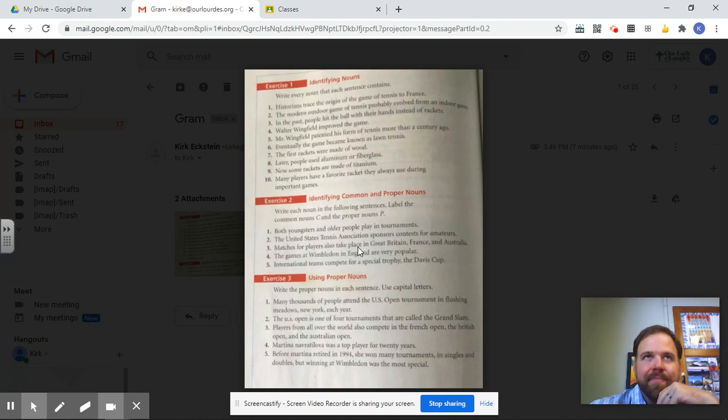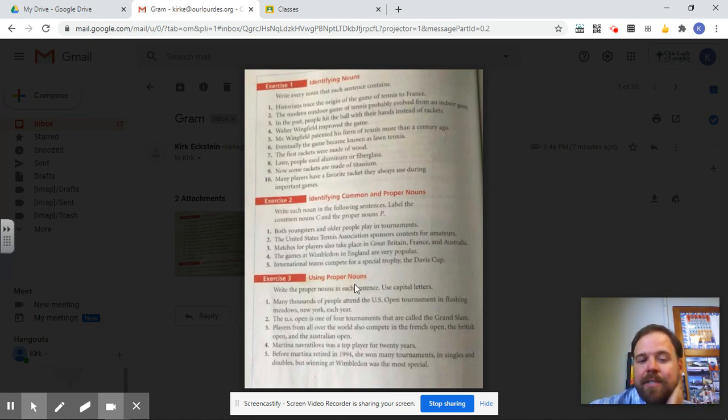Place is not really. Take place is kind of like a verb phrase. So that should just almost be like a verb phrase, like take place. And then Great Britain, France, Australia are all proper nouns. Number 4, games is common, Wimbledon is proper, England is proper, and that's it. Number 5, teams is common, trophy is common, and Davis Cup is proper.